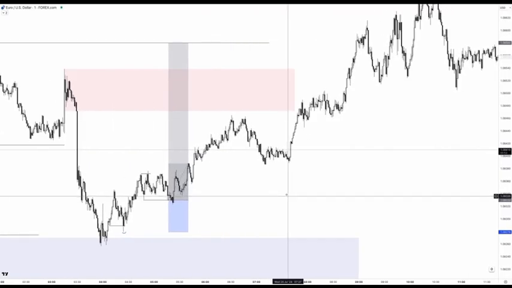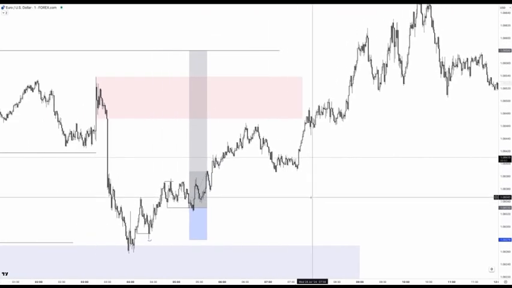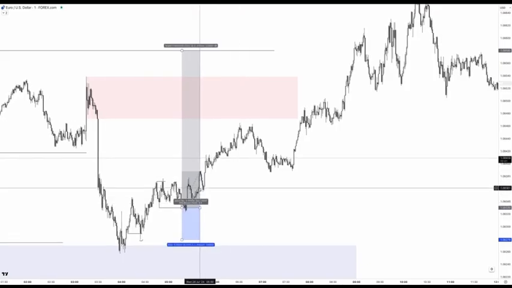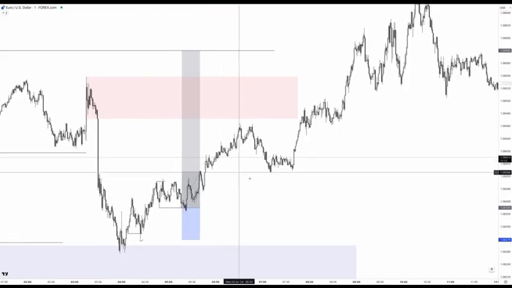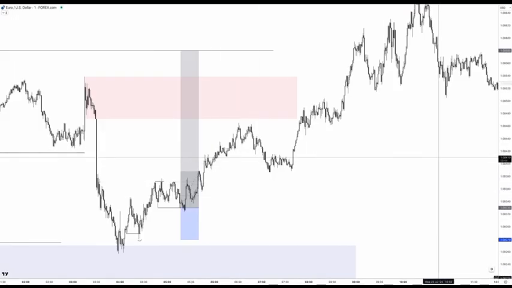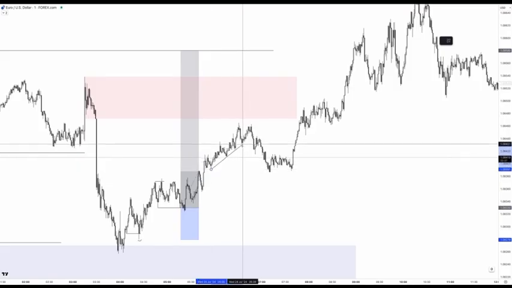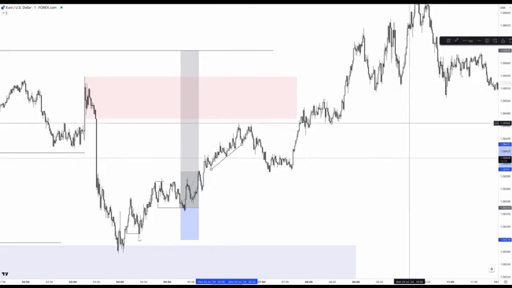Entry number 2 would be this. So the market, after taking out the highs, taking out all these highs, starts moving to the upside, creating some sort of channel. So you can see this right here.